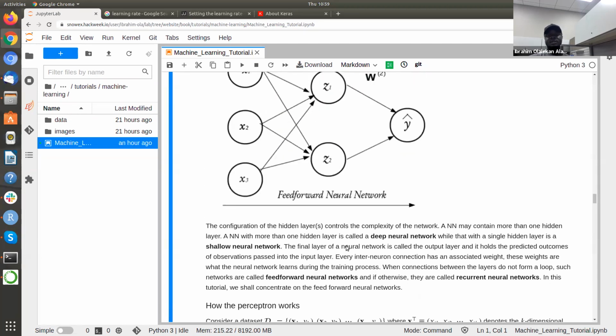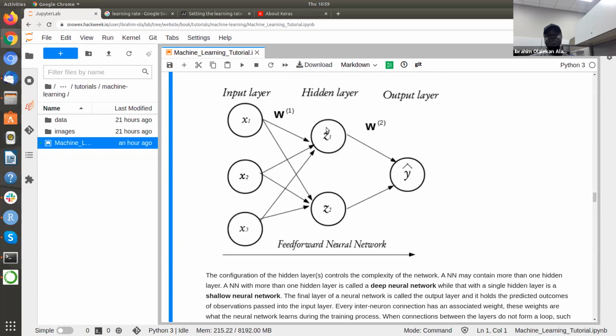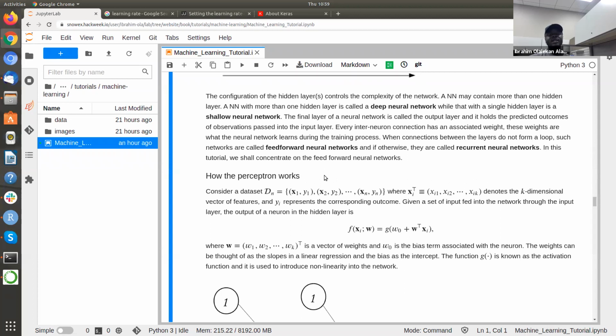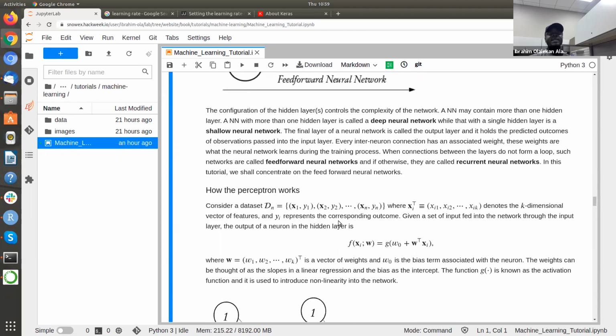So now, at this point in time, we are going to introduce how the perceptron works. That is, each node in the hidden layer, what does it do? Each node in the hidden layer simply does a linear regression. This is just W0. Then if you expand, this is just W1x1 plus W2x2, just like we have in linear regression.